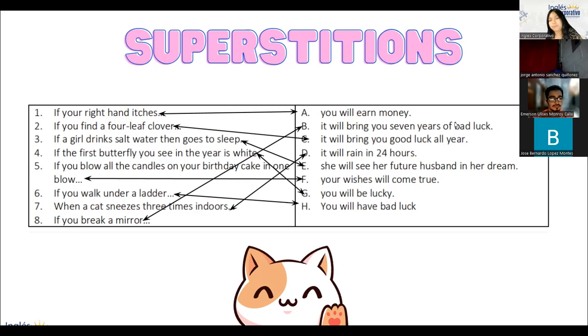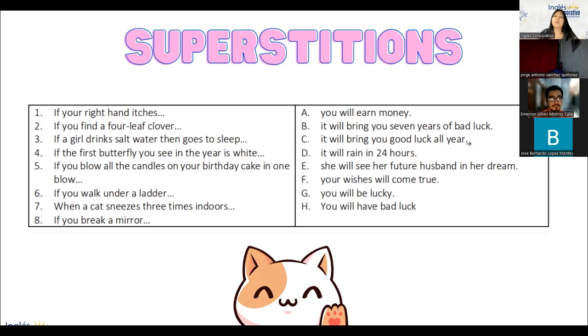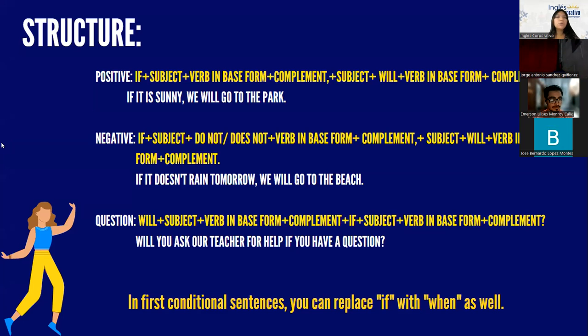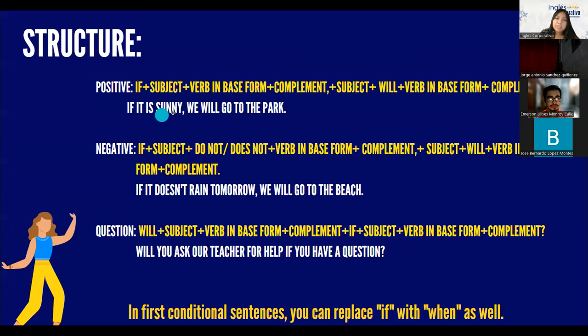Those are just superstitions. So in this case, we use the first conditional, okay? The first conditional to talk about superstitions. Things that probably, right? Maybe will happen, okay? Which is the structure? As you saw before, guys, the structure is really simple. We have a sentence in simple present tense, and we also have will, okay? So we have two sentences. We have the first sentence that goes in simple present and the second one that goes in future will.